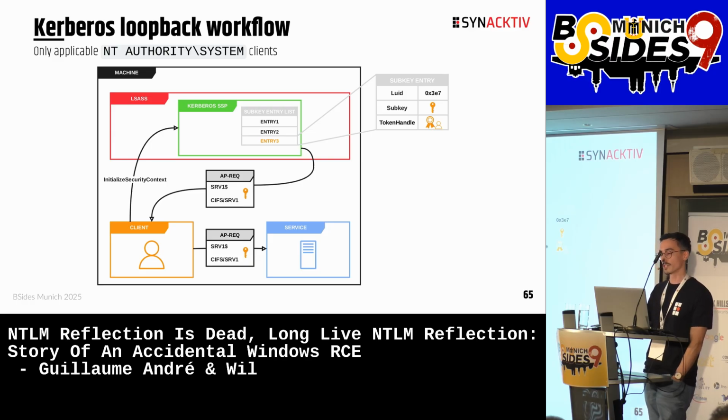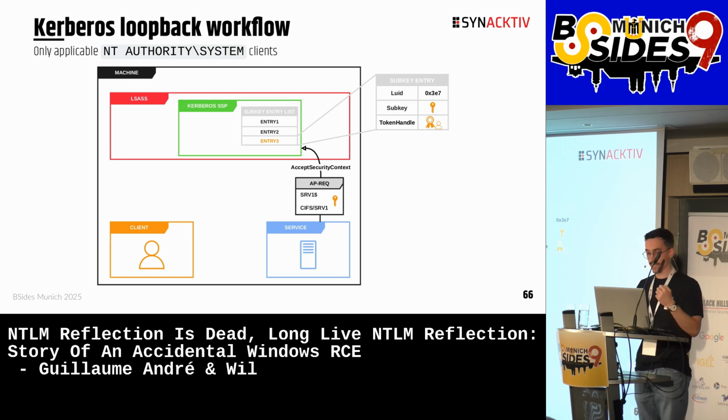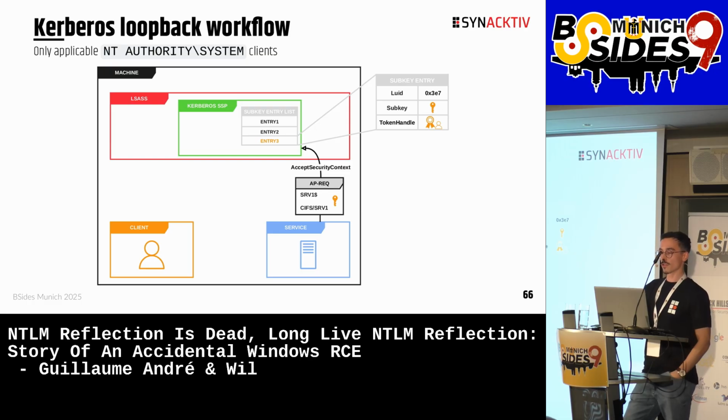The client will forward the AP-REP to the service, and the service will validate the AP-REP by asking the Kerberos SSP. The Kerberos SSP will decrypt the AP-REP and compare the subkey with all the entries in the subkey list. If it finds an entry with a matching subkey, it will consider that the identity of the client is pointed to by the token handle that was stored. So whenever the service tries to impersonate the client, it will impersonate the token handle that was stored in the subkey entry. Which explains why we get a SYSTEM session.